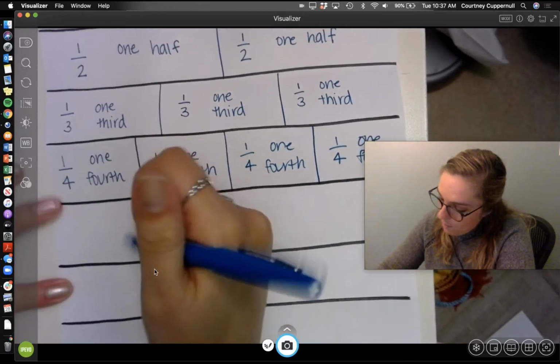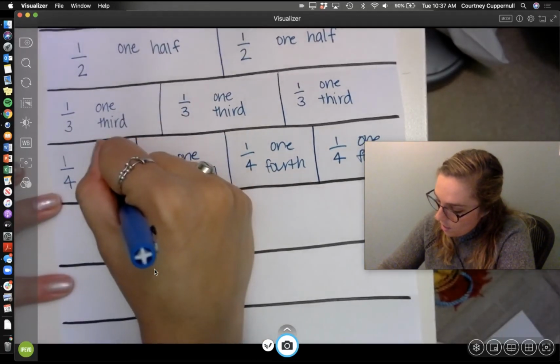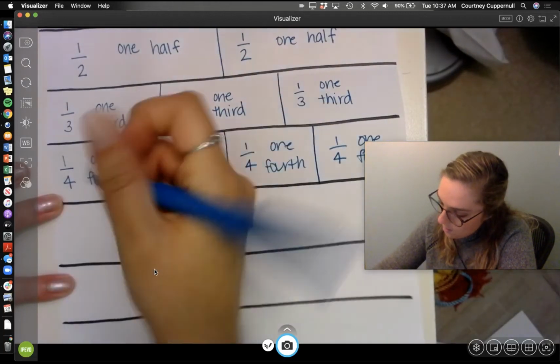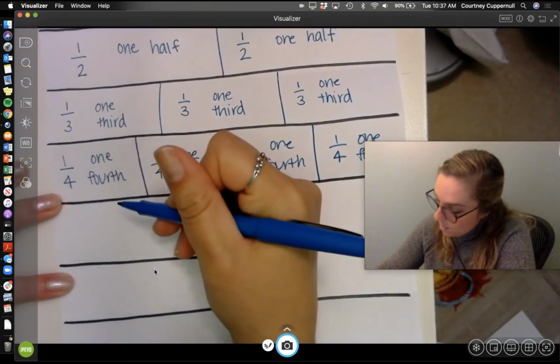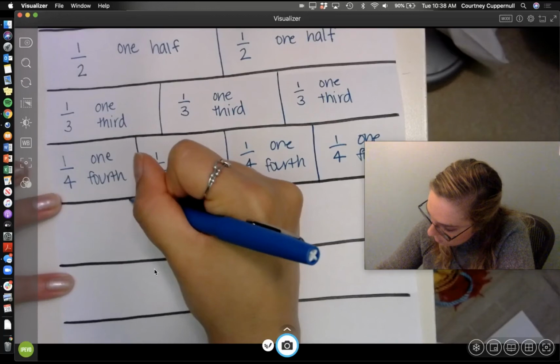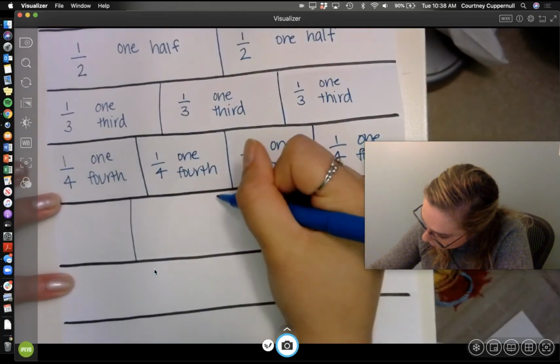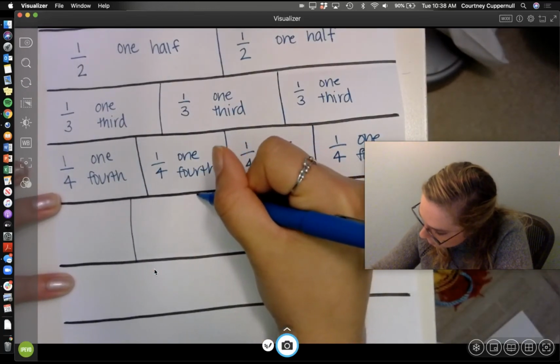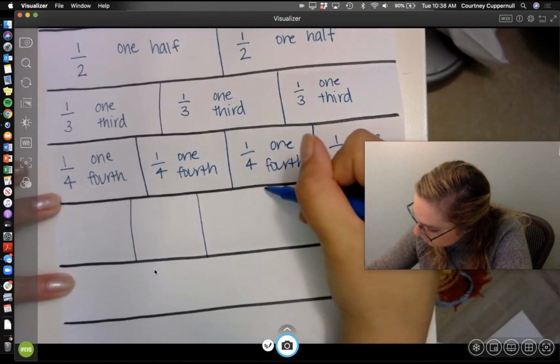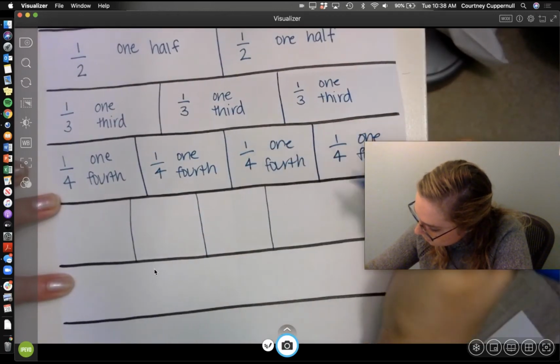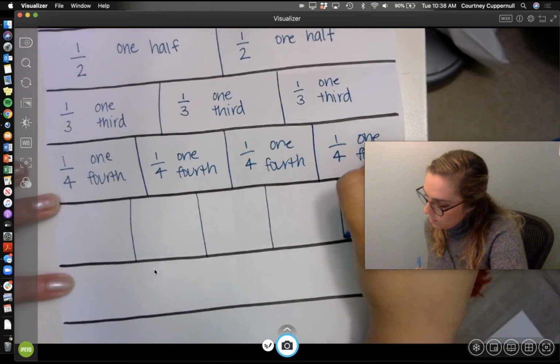So I'm going to move my line maybe just a little bit to the left of my 4th line. Try to do it so you can see right here. And break these up into 5 equal pieces. Those look pretty equal to me.